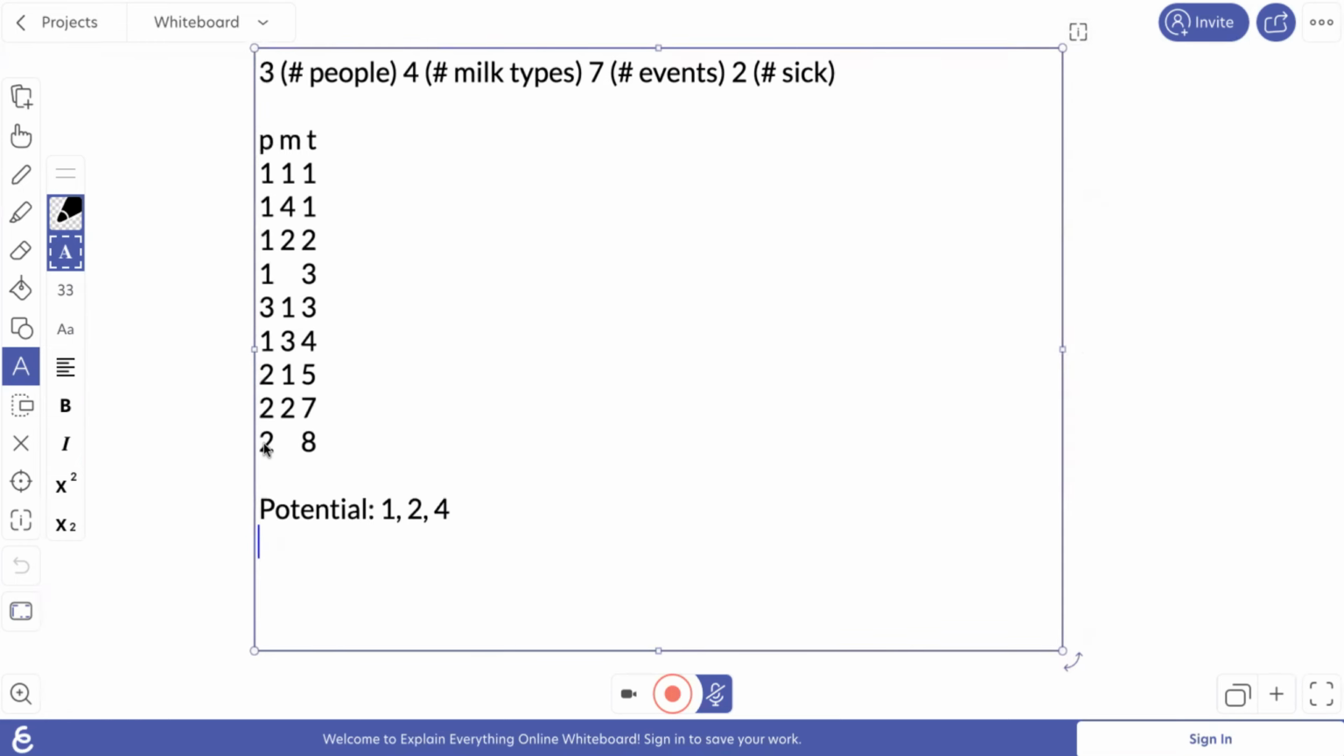And according to this last event where person 2 got sick, this tells us a potential contaminated milk for 1 and 2, because before person 2 got sick at time 8, they drank milks 1 and 2.